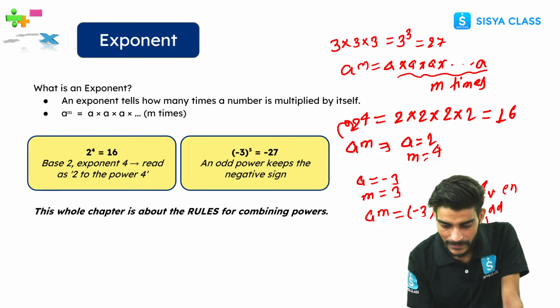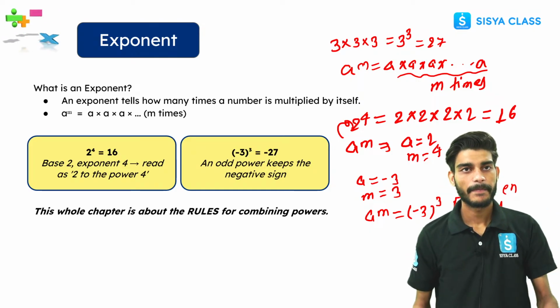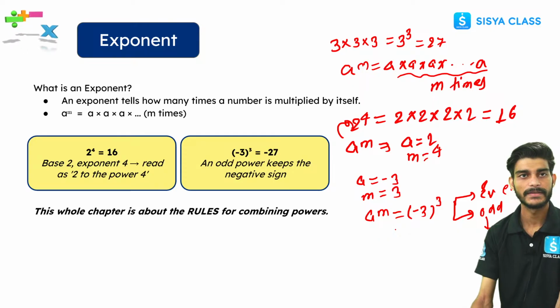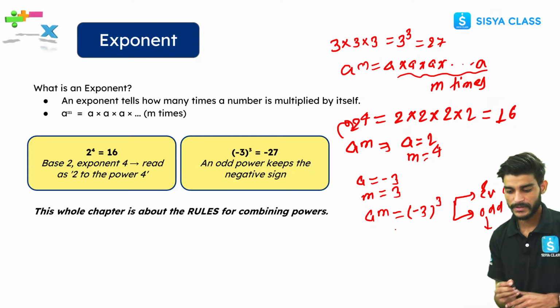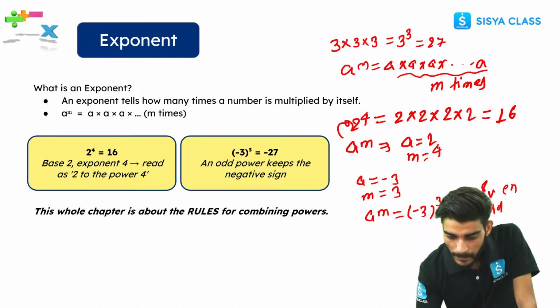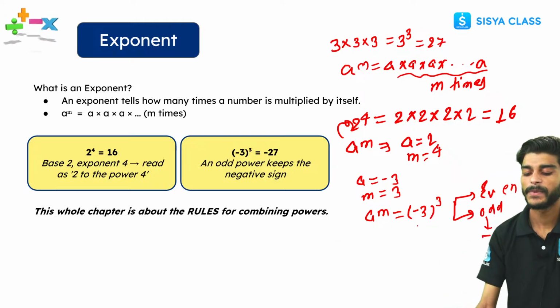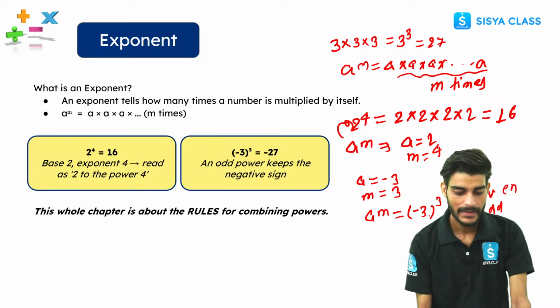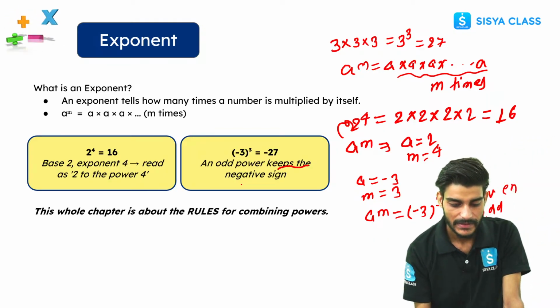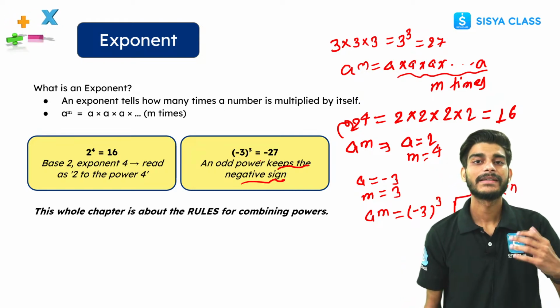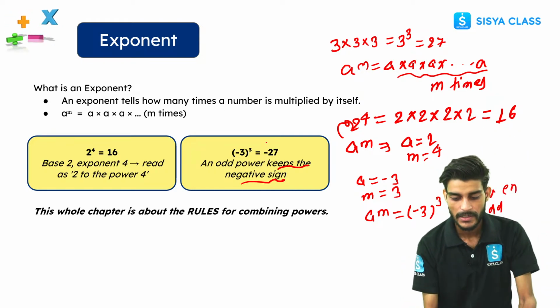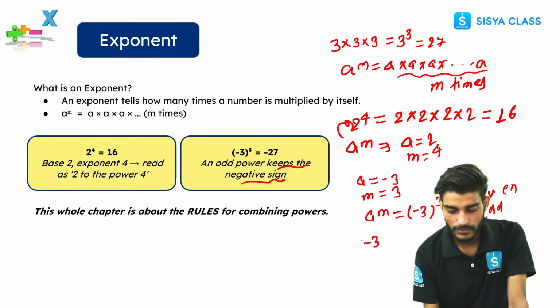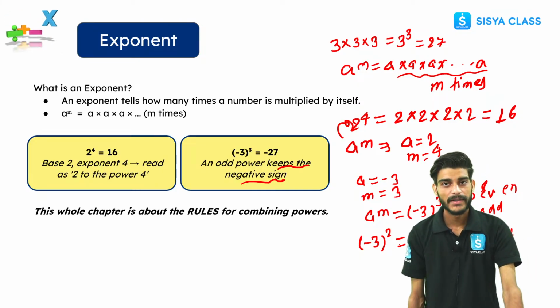So this will be -3 raised to the power 3, which means -27. If we have an odd power on negative numbers, it will come out with a negative sign. This is clear. So an odd power keeps the negative sign, and an even power removes the negative sign. If we have -3 raised to the power 2, 2 is an even number, right?